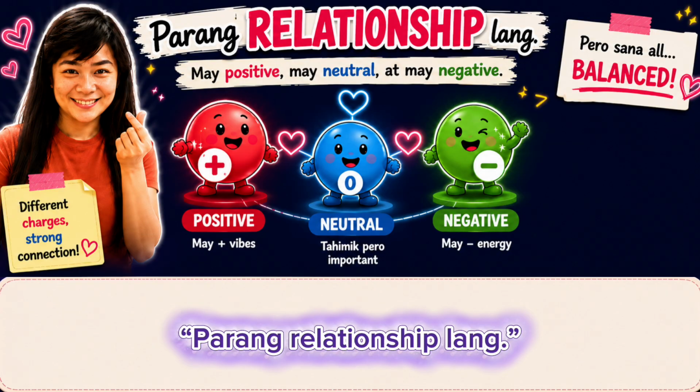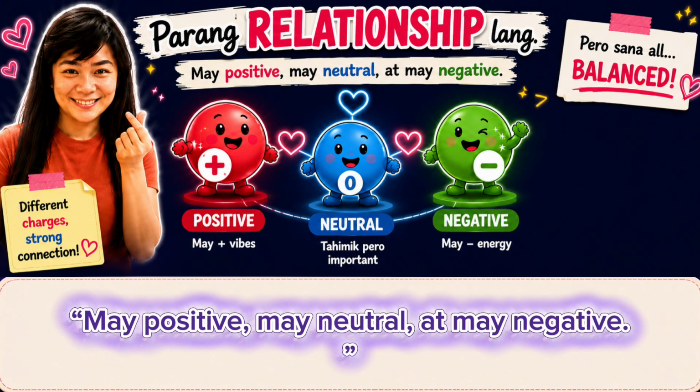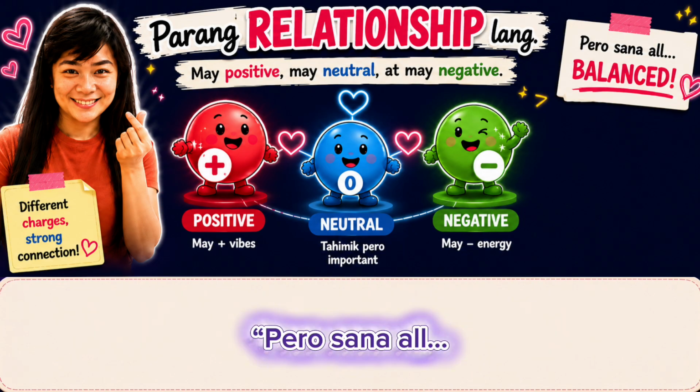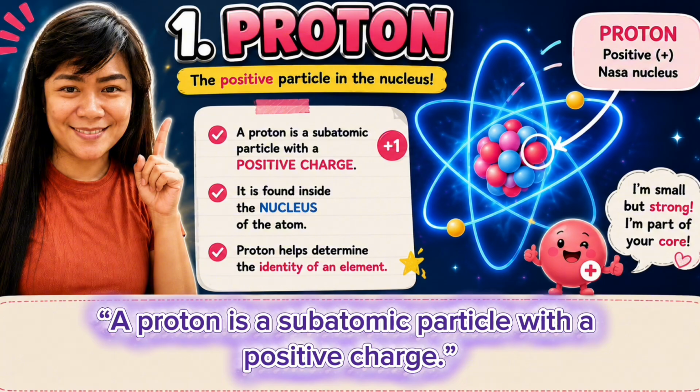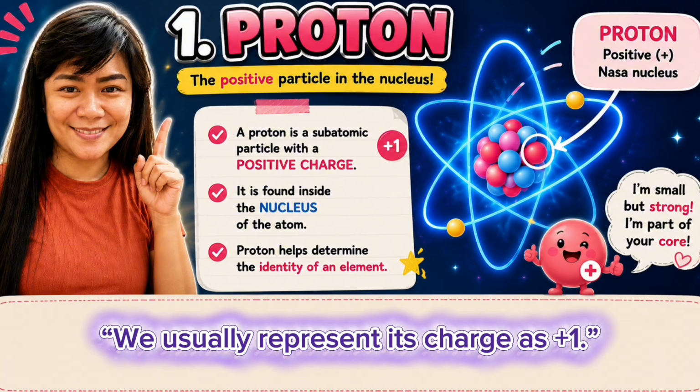Parang relationship lang. May positive, may neutral, at may negative. Pero sana all balanced. Let's start with the proton. A proton is a subatomic particle with a positive charge. We usually represent its charge as +1.